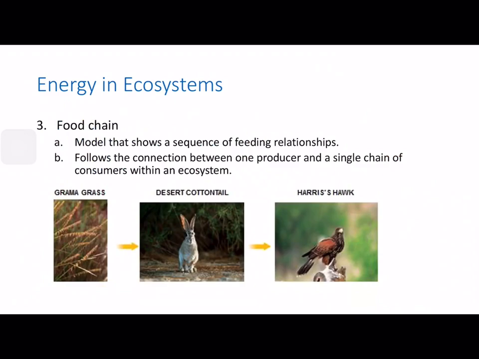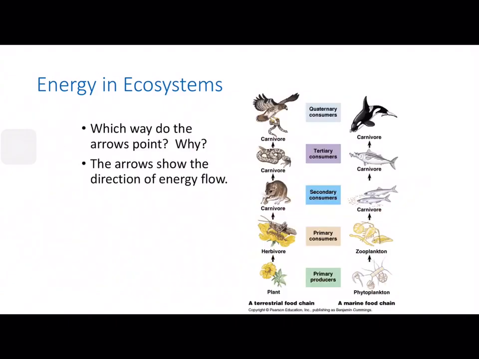All right. So now that you know the different types of consumers, now we can start putting together food chains. And so this is just a model of how we can show a sequence of feeding relationships, and we can see the connection between producer and the consumers. So we have the producer, which is the grass, as a review. That goes into the desert cottontail, and the cottontail would then be a herbivore, which is a consumer, and then the hawk would be the carnivore, which is also a consumer. Producer, herbivore, carnivore, which are consumers. We always show the arrow one way, so the arrow always shows the direction of energy flow.